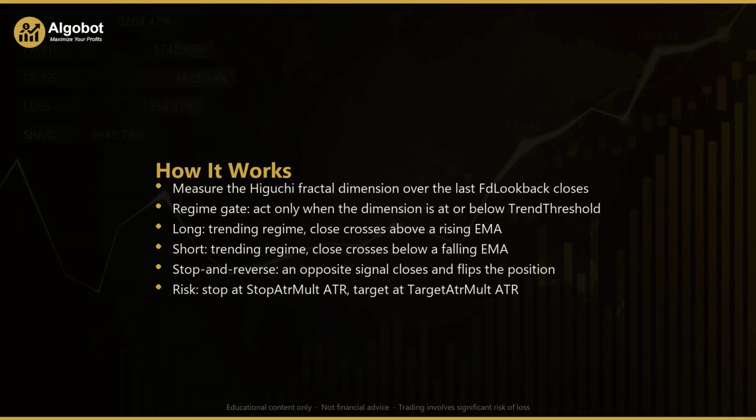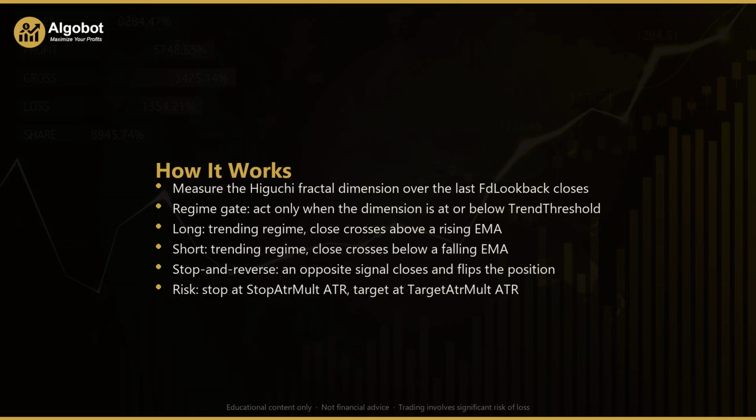The strategy only treats a signal as valid when the dimension is at or below the trend threshold, which defaults to 1.45. If the dimension is higher than that, the market is judged too rough, and the EA stands aside no matter what the moving average is doing. Only when both align, a trending regime and a fresh, same-sloping cross, does the strategy signal an entry. At that point, it measures volatility with a 14-period average true range and builds a symmetric risk bracket. The stop loss is placed 2 ATRs from entry, and the take profit 3 ATRs away, for a reward to risk of 1.5 to 1.